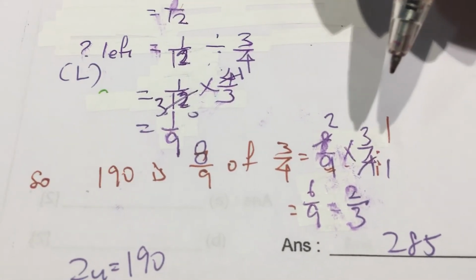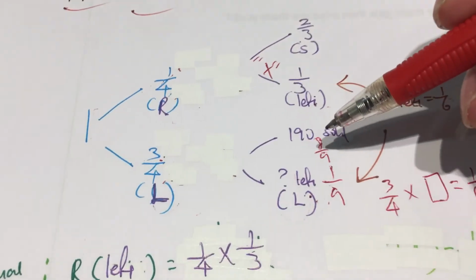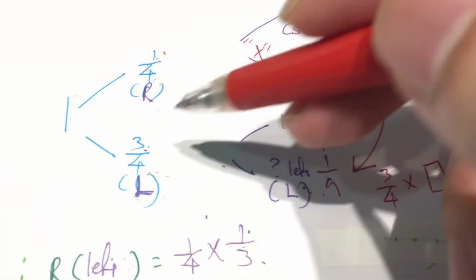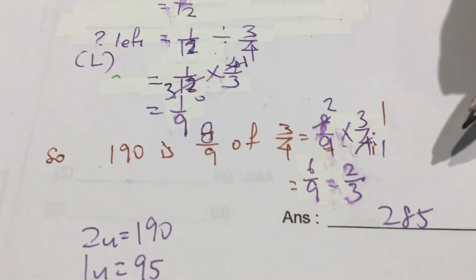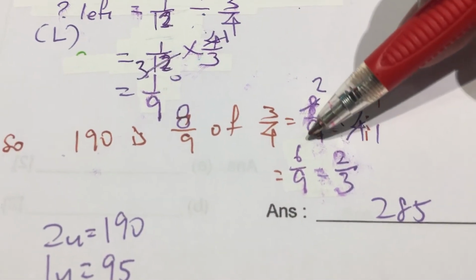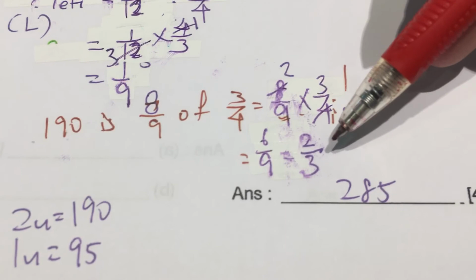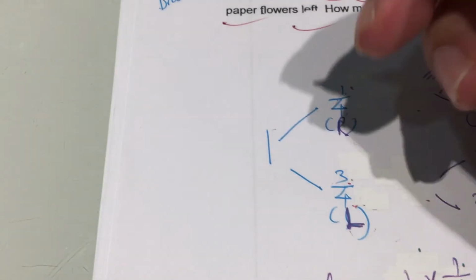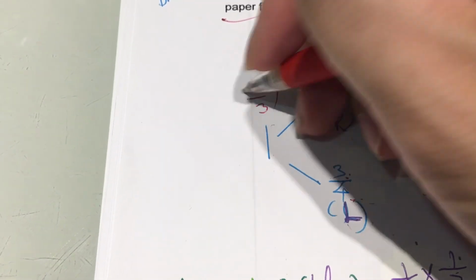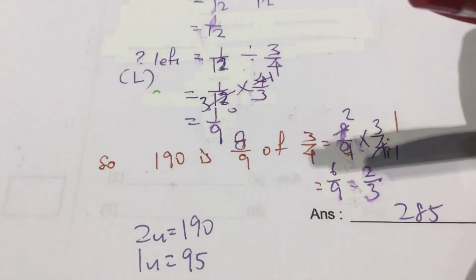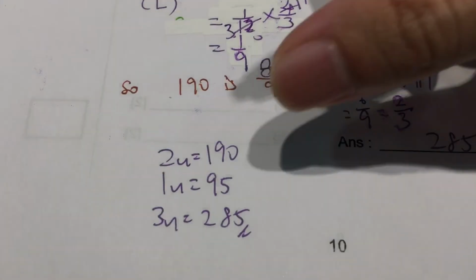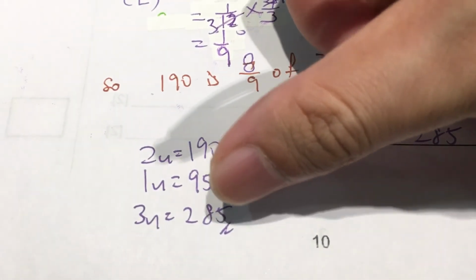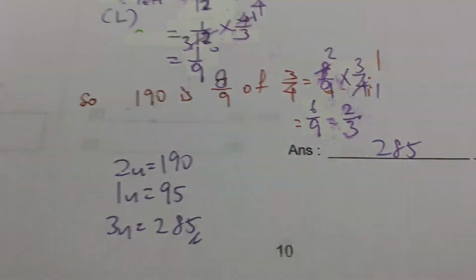So again, we need to find the actual fraction of 190, which is 3/4 times 8/9, which is 6/9, and gives you 2/3. So meaning that in total, everything is 3/3, and 2 out of 3 is actually 190. So 2 units is 190, 1 unit is 95, so 3 units is 285, and this is the answer.